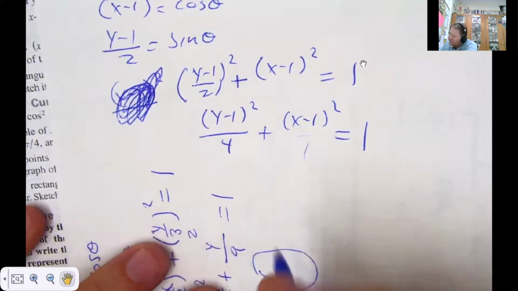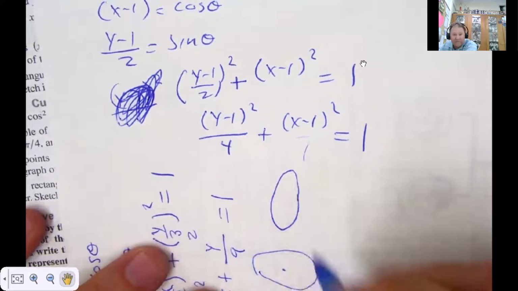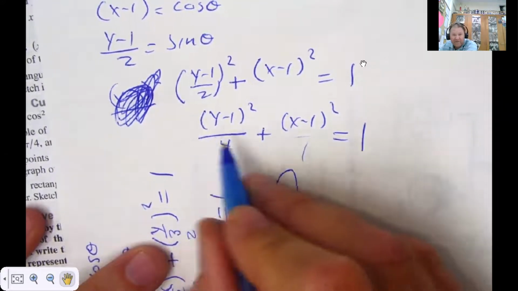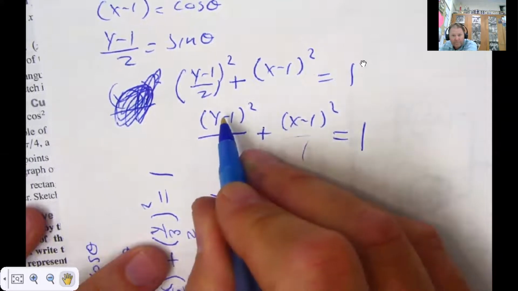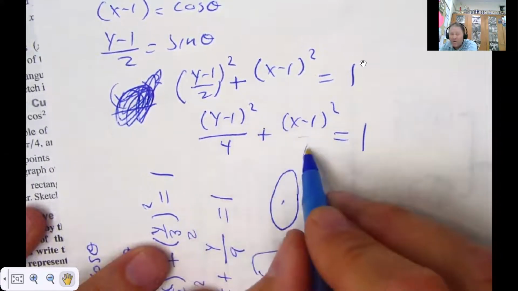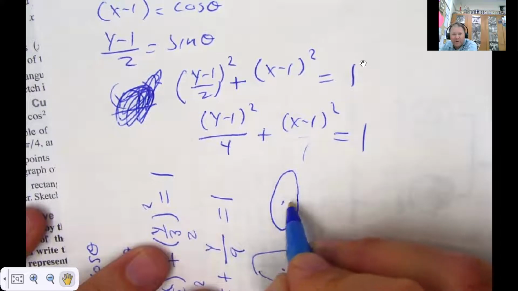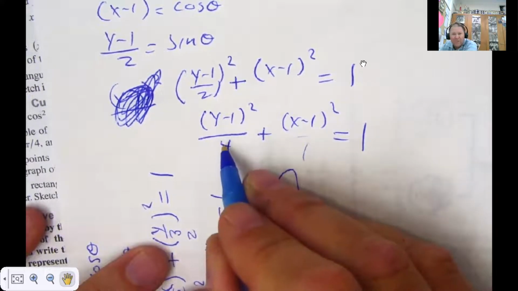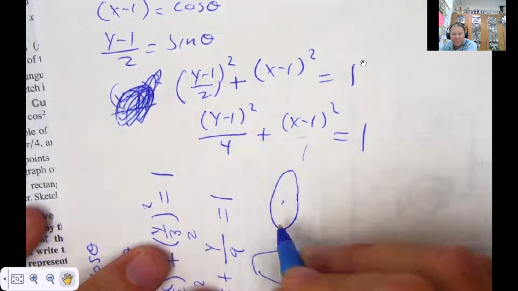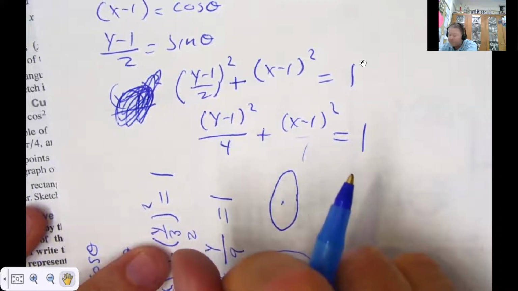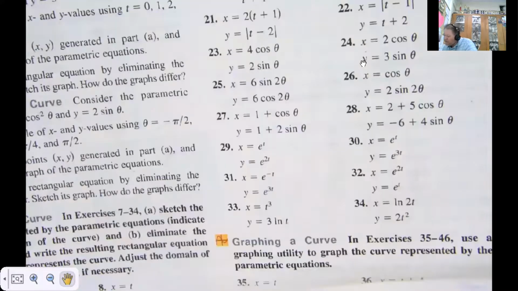And again, this is an ellipse. The center is at 1, 1. And from 1, 1, you'd have to go right 1, left 1, and up 2, down 2. You could graph it if you wanted to. All righty.